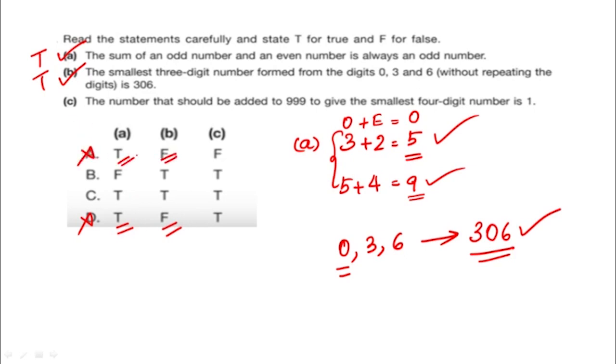That is false, right? I want T, T to be there. So this is also wrong. So your correct answer obviously is going to be option C. At this point itself, you can mark the correct answer as option C and move on.